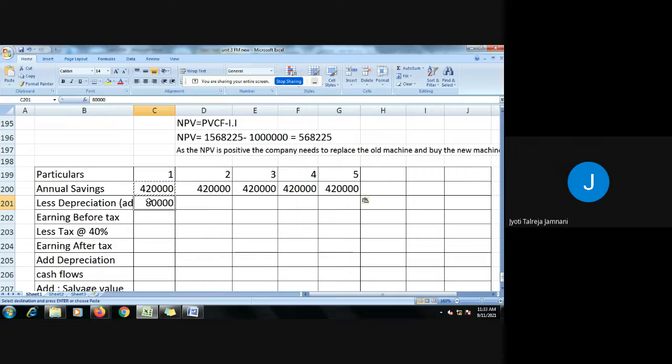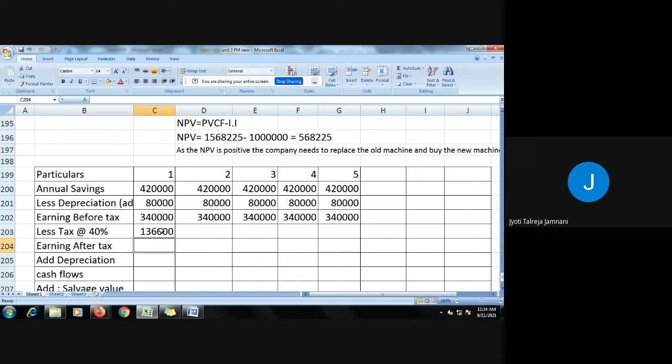80,000, same for every year, because this is the straight line method of depreciation. The amount of depreciation doesn't change. So 4 lakh 20 minus 80, we will get earning before tax, which is 3 lakh 40, and which will be the same for every year, because 4 lakh 20 annual savings minus 80 depreciation. Now tax rate on that 3 lakh 40, 40% is the tax rate.